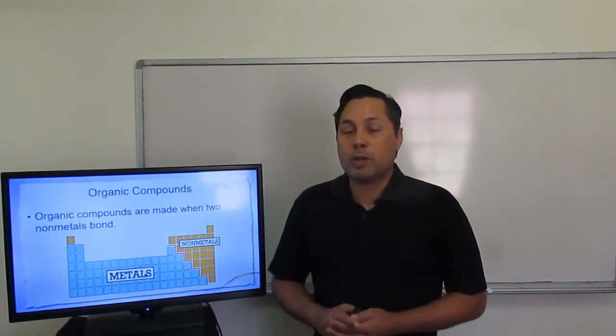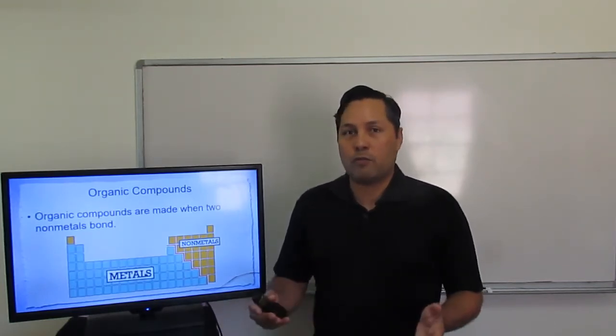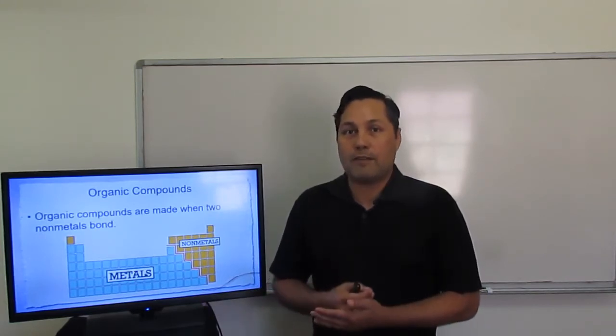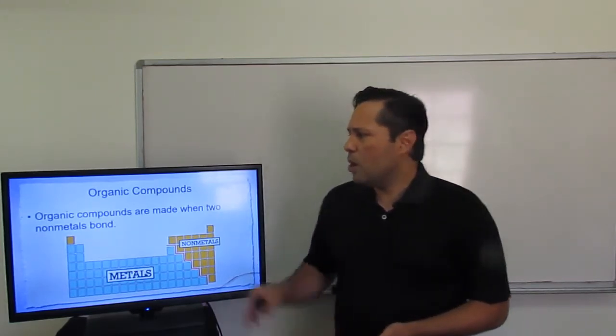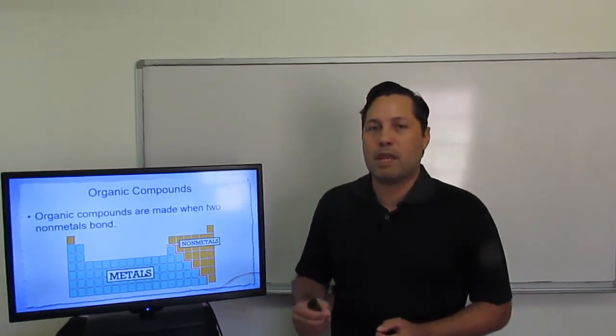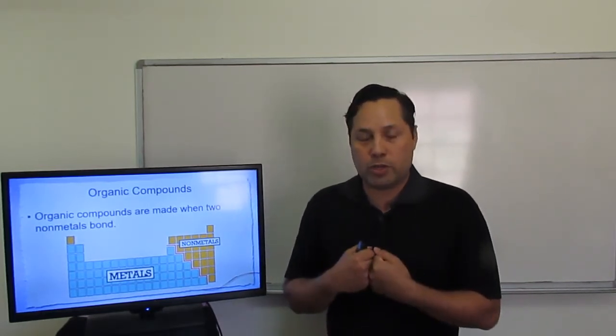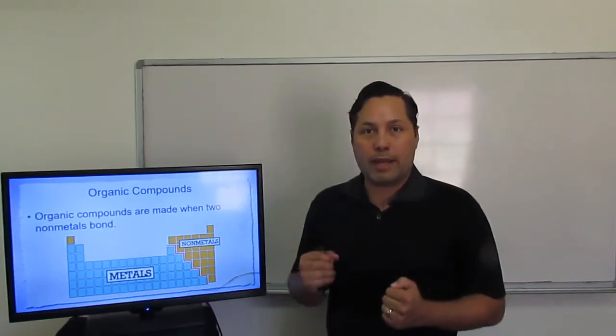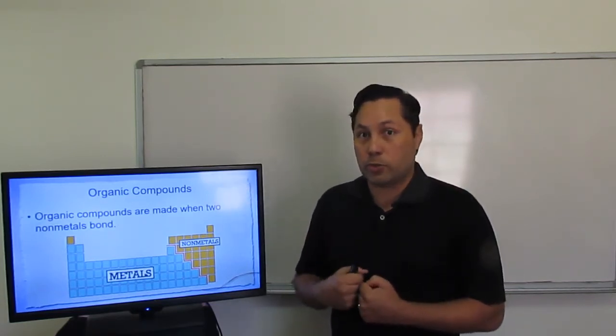By the way, you will need a periodic table for this lesson. If you have one, great, bring it out. Have it handy, you will need it for this lesson. Alright, so what is an organic compound? An organic compound is one that is made of two nonmetals attached to each other. That's what an organic compound is. Two nonmetals attached to each other.